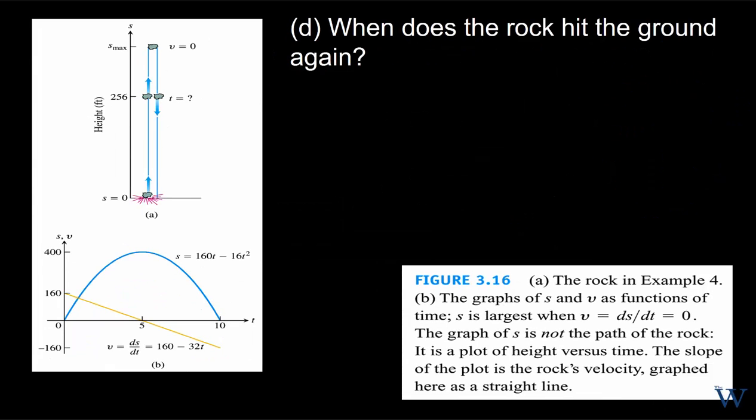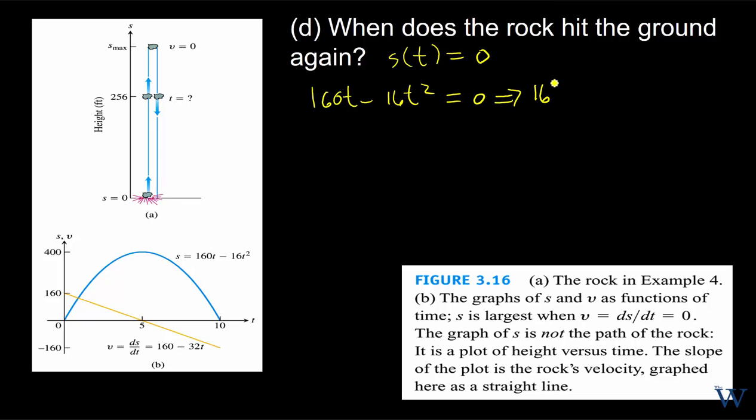Right. When does the rock hit the ground? Well, what do you think? When does the rock hit the ground? That means when s of t is equal to 0. So we've got to find the time when s of t is equal to 0. So you've got s of t, 160t minus 16t squared. Set that equal to 0.